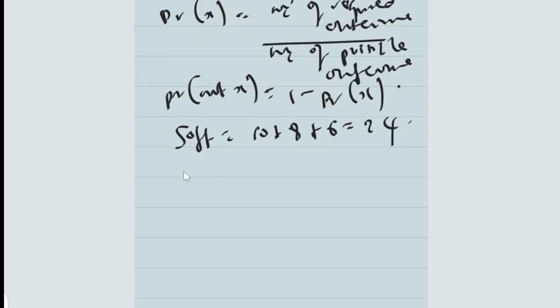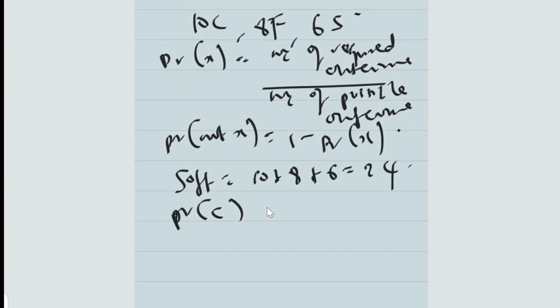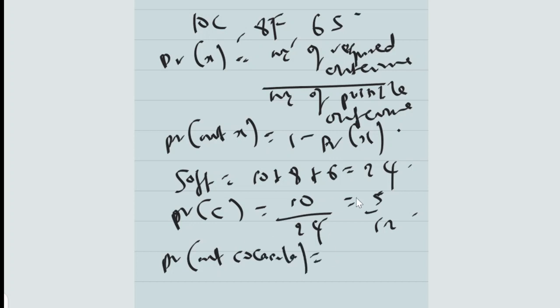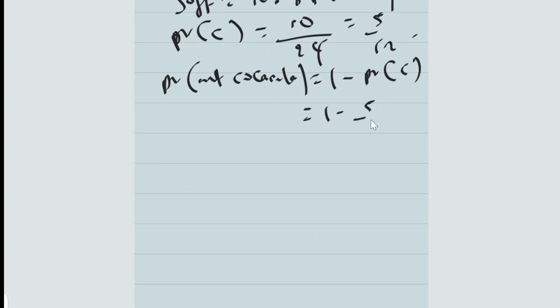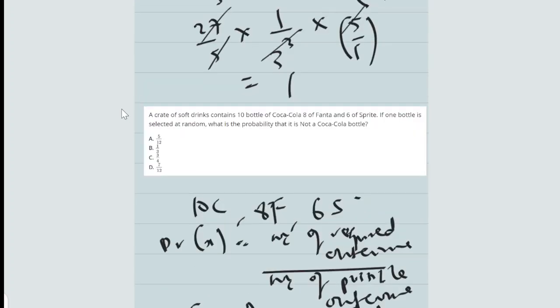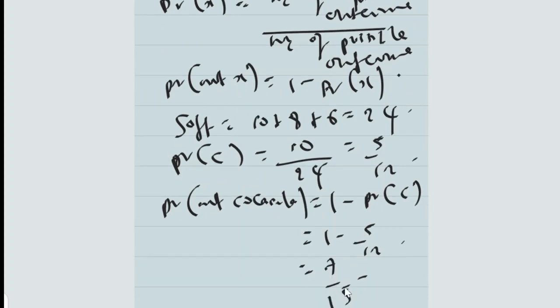So, then let us find the probability of Coca-Cola. What's the probability of Coca-Cola? How many Coca-Cola do we have? That is 10 divided by the total soft drink, which is 24. This gives you 5 over 12. But we are asked to find the probability of not Coca-Cola. And your not Coca-Cola will be what? 1 minus the probability of Coca-Cola. And you know that the probability of Coca-Cola is what? 5 over 12. So 1 minus 5 over 12 is going to give me 7 over 12.